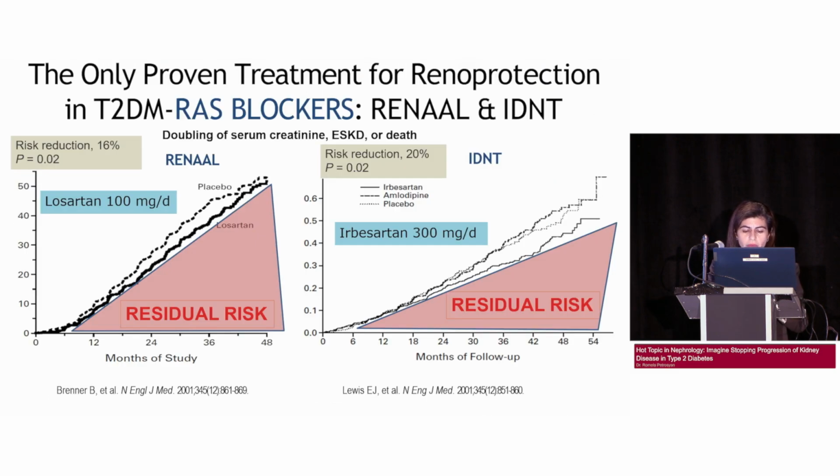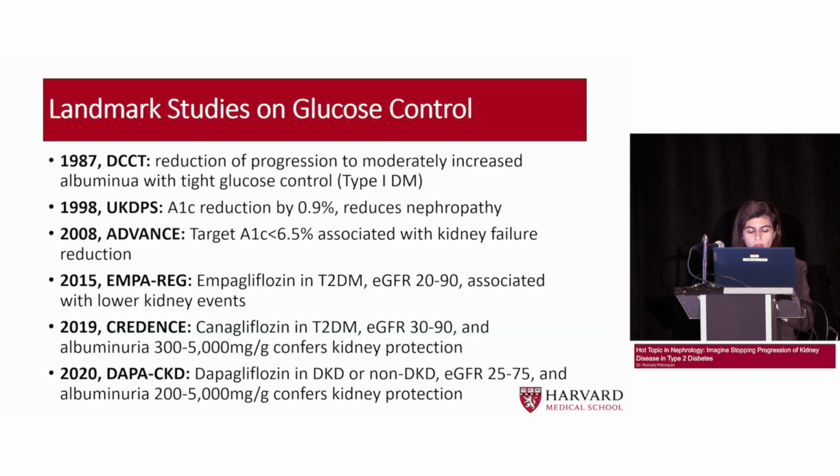So to identify the biggest RAS inhibitor trials, they have been the RENAAL and the IDNT trial. These were the 2 randomized trials that really supported the renal protective effects of losartan and irbesartan in patients with type 2 diabetes who also had albuminuria above 300. And again, they demonstrated that there was reduction from the original GFR loss, but there was still significant residual loss that you're seeing as the area under the curve because of those studies.